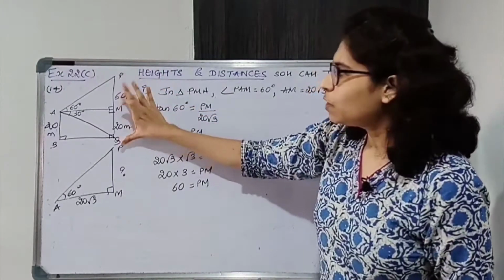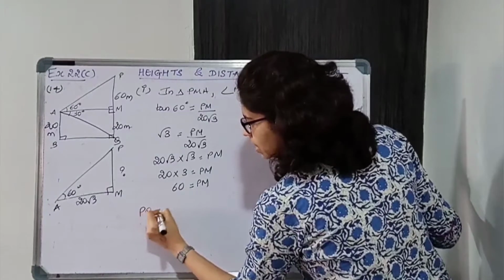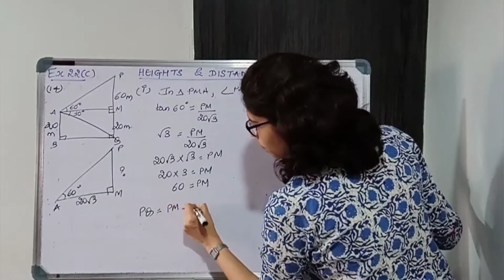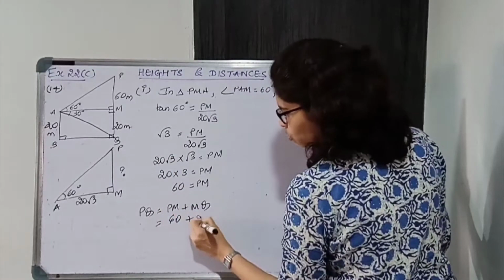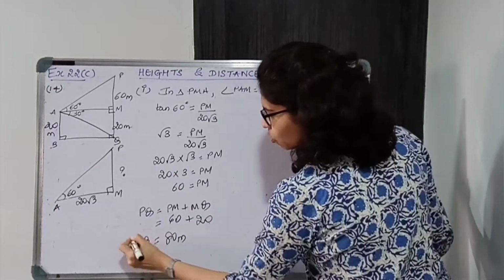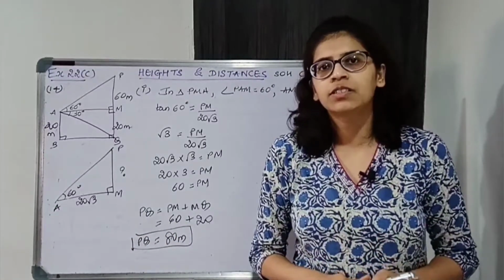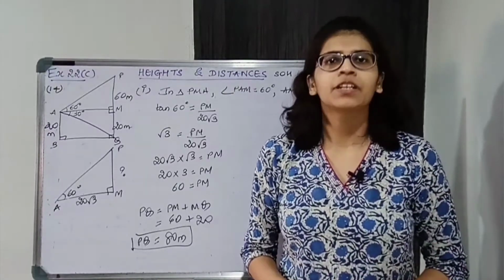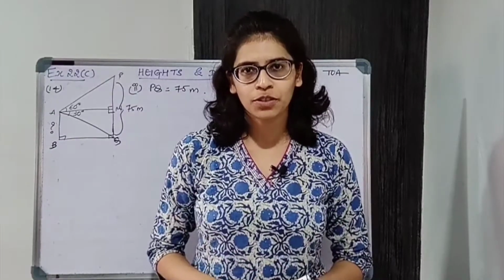PM plus MQ will give PQ, that is the height of the tower. So PQ is equal to PM plus MQ, which is equal to 60 plus 20, which is equal to 80 meters. So box this, write down the statement. The height of the tower is 80 meters. Now we'll proceed to the second part of the question. Coming to the second part of the question.